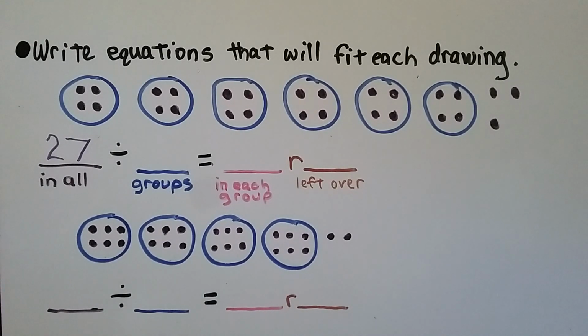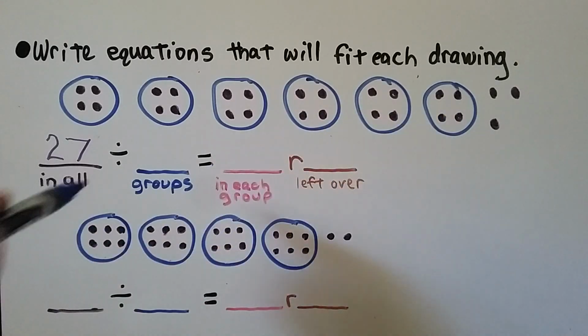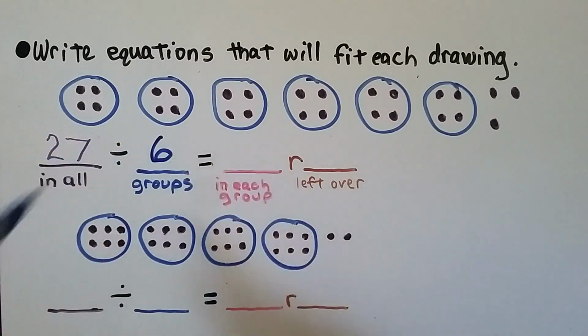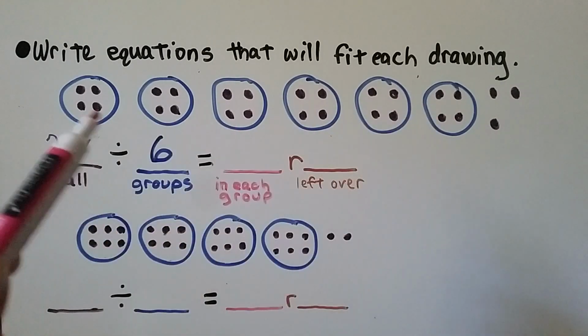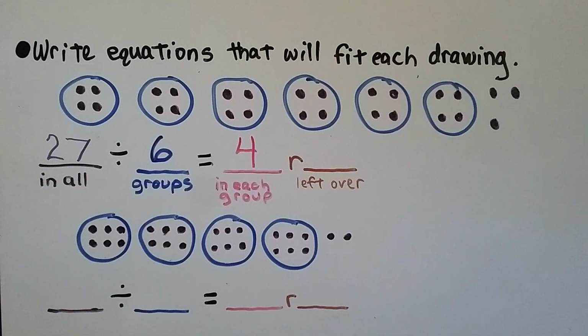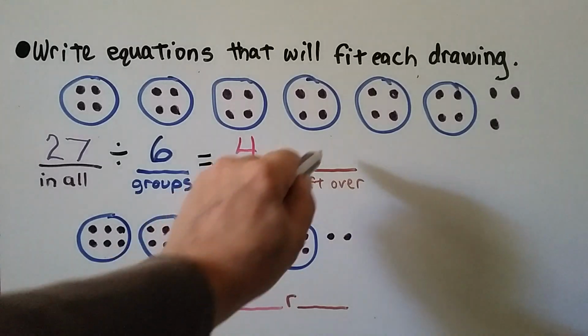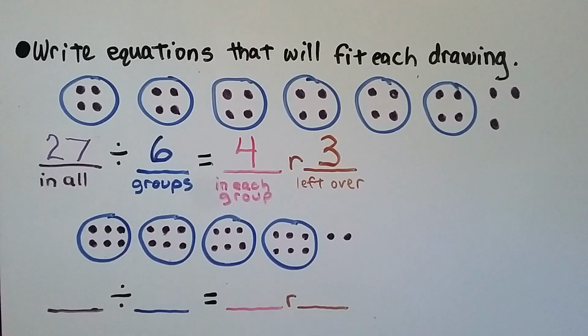And how many groups did we make? We made 1, 2, 3, 4, 5, 6 groups. And how many are in each group? Well, in the groups, there's 4. And we know that there are 3 left over. We have a remainder of 3. We have 27 divided by 6 is equal to 4, remainder 3.